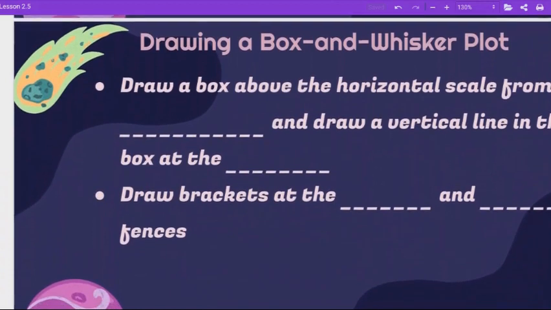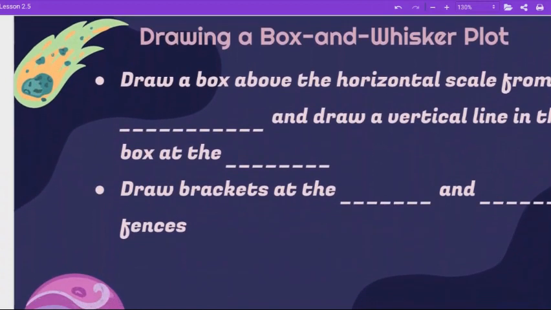Okay, you draw a box above the horizontal scale from Q1 to Q3 and draw a vertical line in the box at the median, or Q2. Okay, and then we draw brackets at the lower and upper fences.